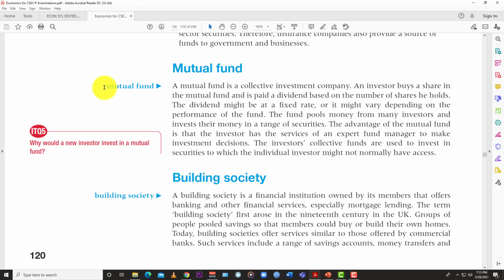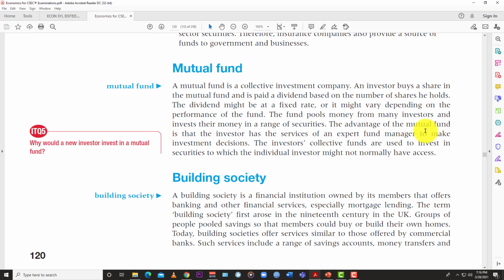So what is a mutual fund then? A mutual fund is a collective investment company. An investor buys a share in the mutual fund and is paid dividend based on the number of shares he holds. The dividend might be at a fixed rate or it might vary depending on the performance of the fund.